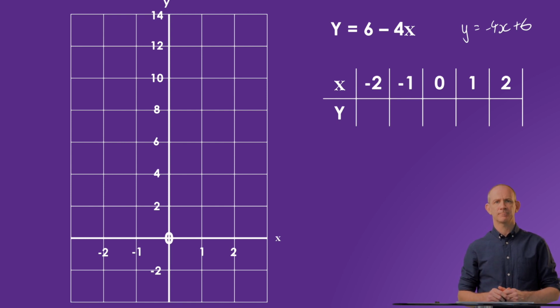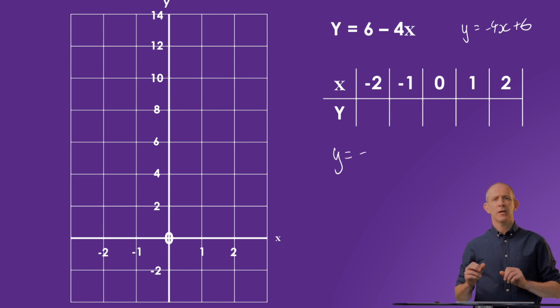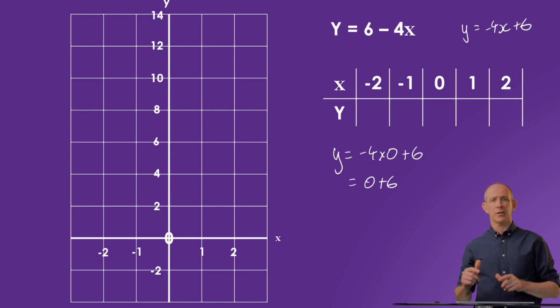the axes. Having done that, you'll notice that the gradient is negative because of the negative 4, which is the coefficient of x. If you still started off with 0 as the first value of x, when you do your calculations, you'll notice that the y value is 6.